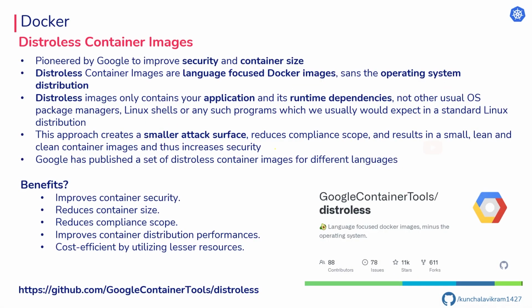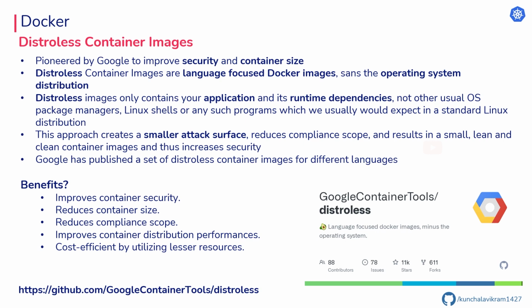Distroless images. Distroless images are pioneered by Google to improve the container security and its size. They are usually language focused Docker images and they will not have any operating system distribution and utilities like yum, apt, curl, bash, sh, etc. They contain only your application and its runtime dependencies and nothing more than that, including the package managers, Linux shells, or any programs that can potentially increase the size of your Docker image. So this approach creates much cleaner and leaner Docker images that are smaller in size, and they'll have a very small attack surface. That can reduce the compliance scope and will also increase the security.